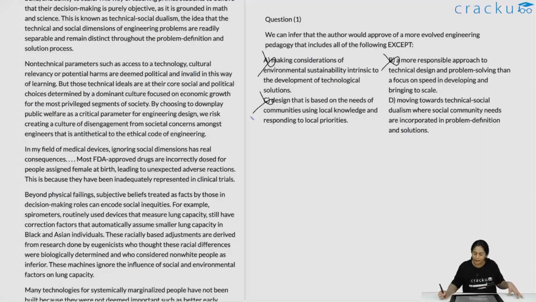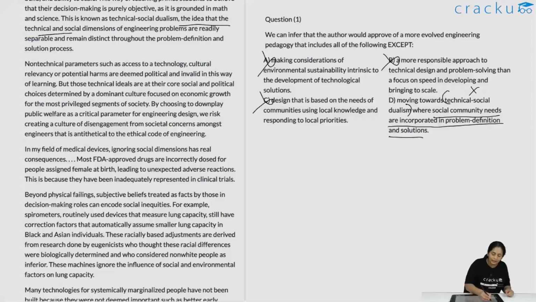Moving towards technical social dualism where social community needs are incorporated in problem definition and solutions. This part is true, she would agree with this, but this part, moving towards technical social dualism, is wrong. Technical social dualism is an idea she is explicitly against. So what is technical social dualism? It is the idea that the technical and social dimensions of engineering problems are readily separable and remain distinct through the problem definition and solution process. So the idea is that these are two different things, let's not mix them.